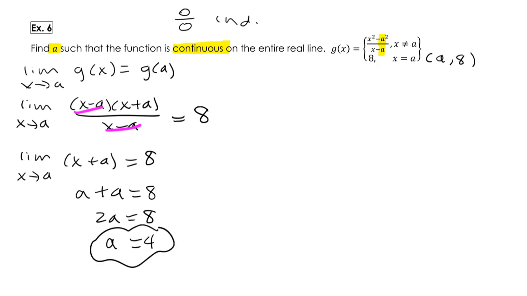Find a such that the function is continuous. So now when I replace this a in the problem with 4, I'm going to get a function that's continuous. If a is anything other than 4, that's not going to work. Okay, so just to review on that one, that's a wrap on 1.4. See you guys.